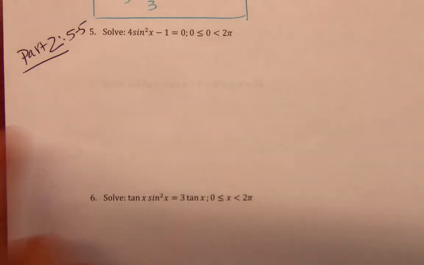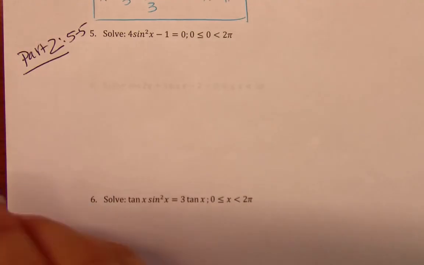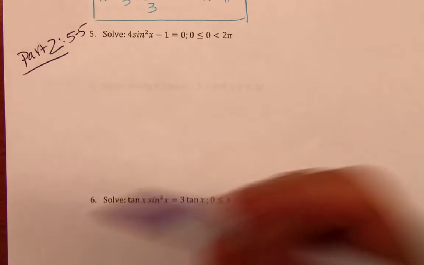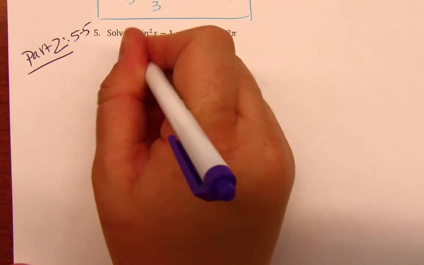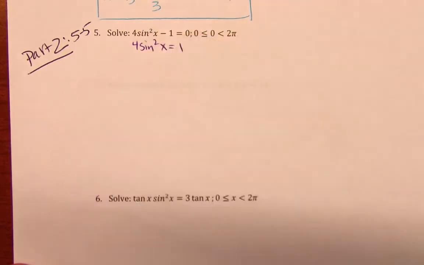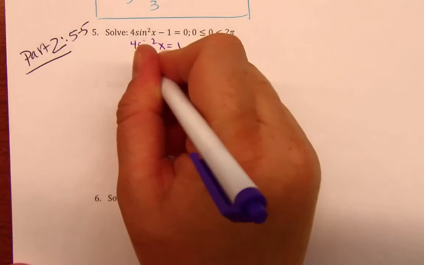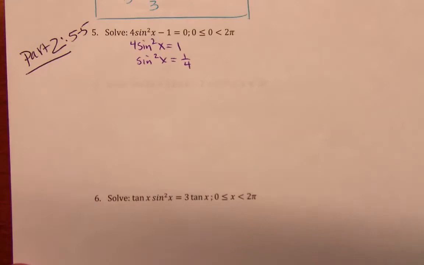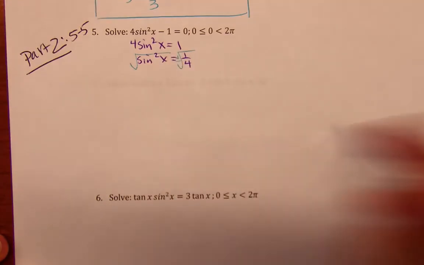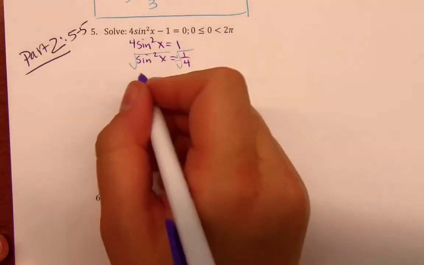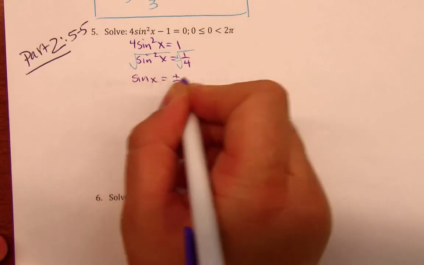Okay, so this is part 2 of 5-5, and again, we're just picking up with example 5 here. This looks really similar to things that we've done before. What we can do, and if you wanted to do a U substitution, you could, but you don't have to here. I can get 1 on the other side, and I can divide by 4. And I can take the square root of both sides now. Remember, when we take the square root of both sides, we have our plus or minus here. So I have sine x equals plus or minus 1/2.